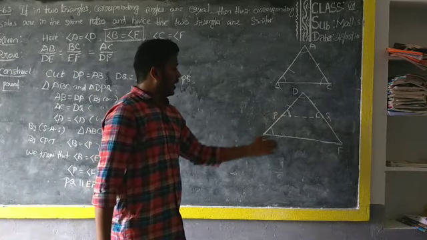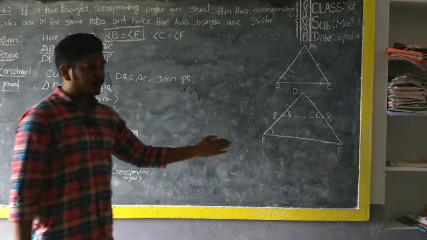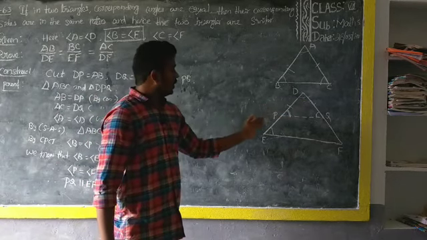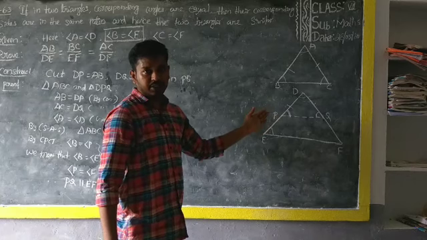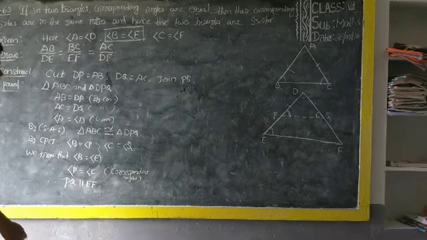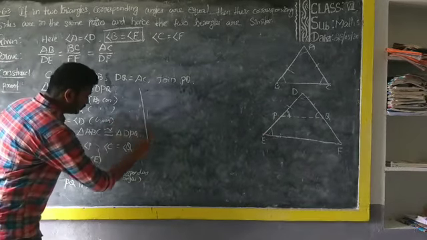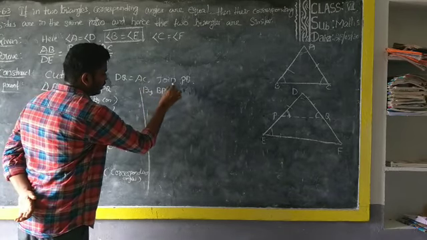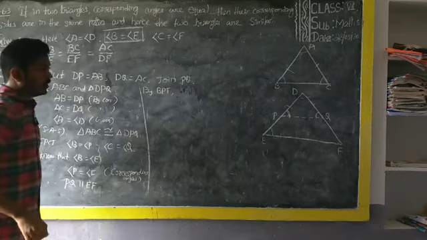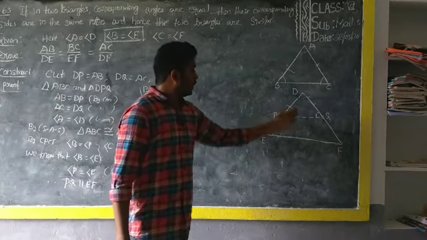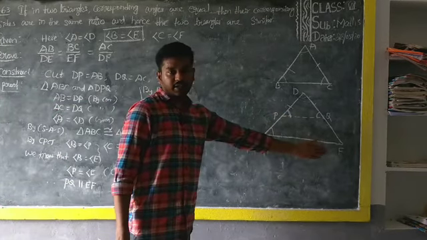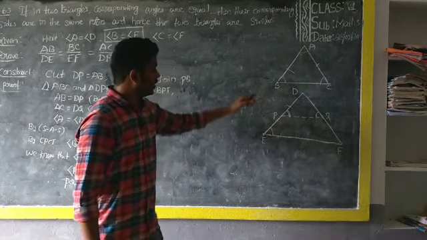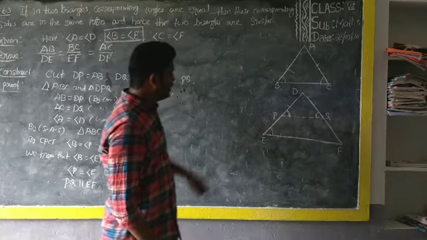If a line is parallel to one side of a triangle, it divides the remaining two sides in the same ratio, by BPT theorem. By BPT theorem, I can write here: PQ is parallel to the third side of the triangle, then the line can divide the remaining two sides in the same ratio. So I can write here DP by DE.